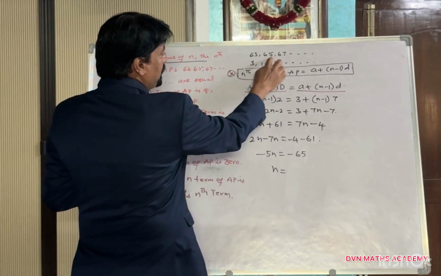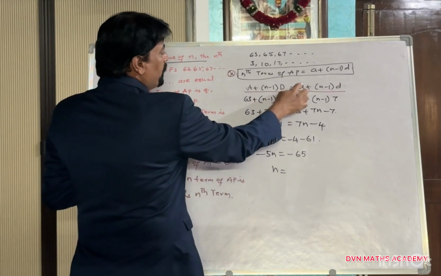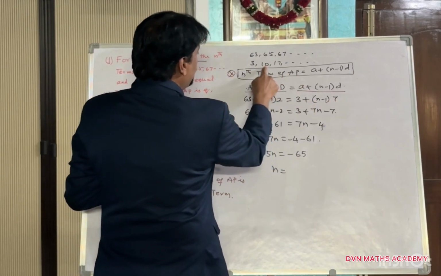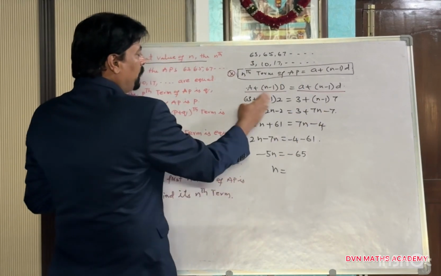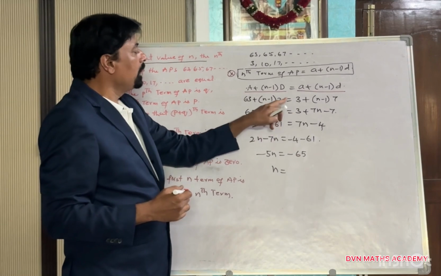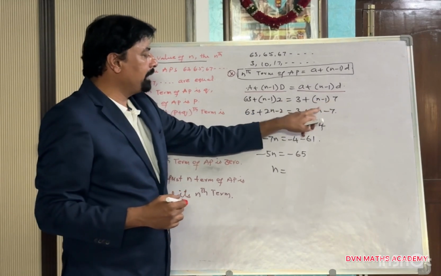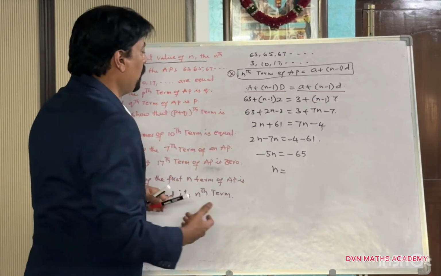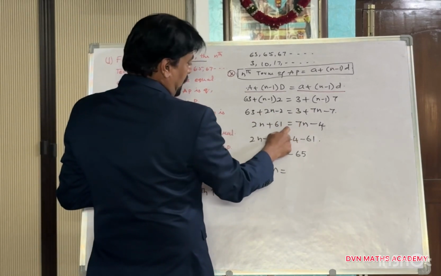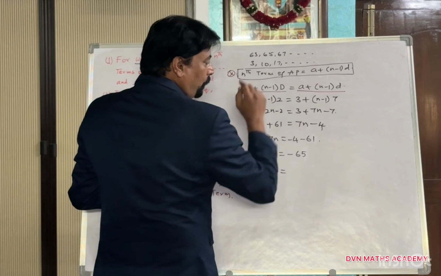In the first AP, the common difference is 2, and a is the first term of the second AP, that is 3, plus n minus 1 into 7, because 10 minus 3 is 7. So if you solve, 63 plus 2 into n is 2n minus 2, and 3 plus 7 into n is 7n minus 7. Now 2n plus, 63 minus 2 becomes 61, is equal to 7n minus 4.